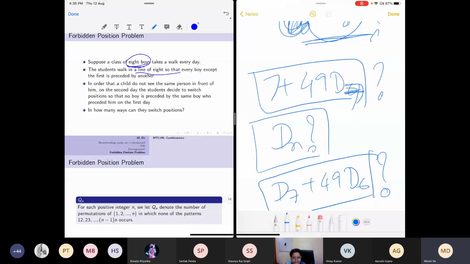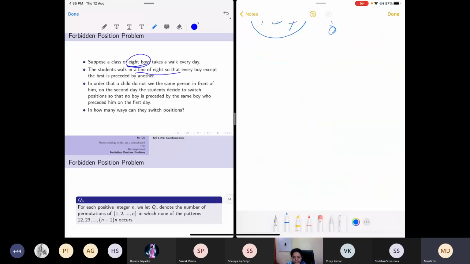Ma'am, we could use the principle of inclusion exclusion. Yes, that's the natural thing to do. Go ahead. So first we would count the number of arrangements in which 2 follows 1, like 1 2. If you want to apply the principle of inclusion exclusion, then you need to define the prohibitive property. Shubhan, can you tell me what would be the prohibitive property 1? 1 and 2 are in a line basically.